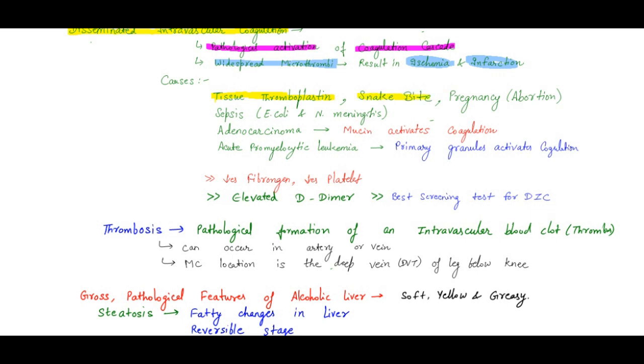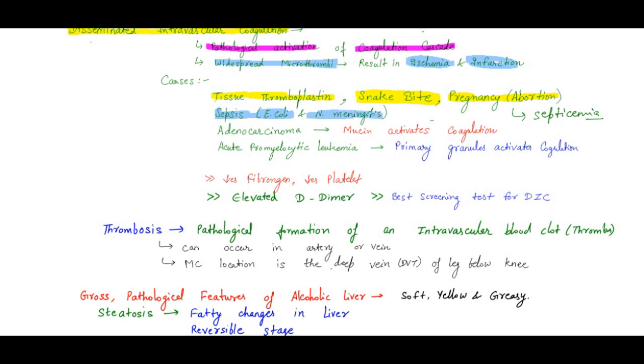snake bite. Due to the snake bite, the venom contains substances that affect the coagulation cascade. Then pregnancy and abortion can also lead to disseminated intravascular coagulation. And remember, abortion can also lead to septicemia. Then remember sepsis. Sepsis can also cause disseminated intravascular coagulation, mainly due to E. coli and Neisseria meningitidis.